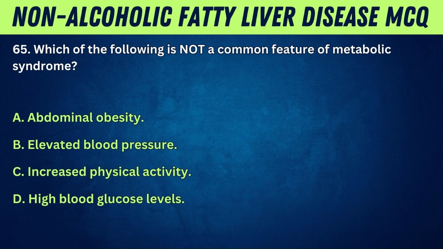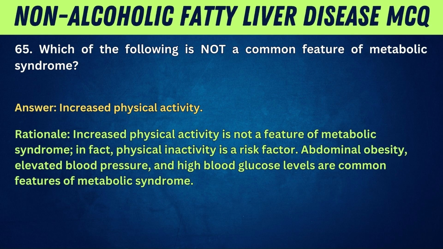65. Which of the following is not a common feature of metabolic syndrome? A. Abdominal obesity. B. Elevated blood pressure. C. Increased physical activity. D. High blood glucose levels. Answer: increased physical activity. Rationale: increased physical activity is not a feature of metabolic syndrome. In fact, physical inactivity is a risk factor. Abdominal obesity, elevated blood pressure, and high blood glucose levels are common features of metabolic syndrome.